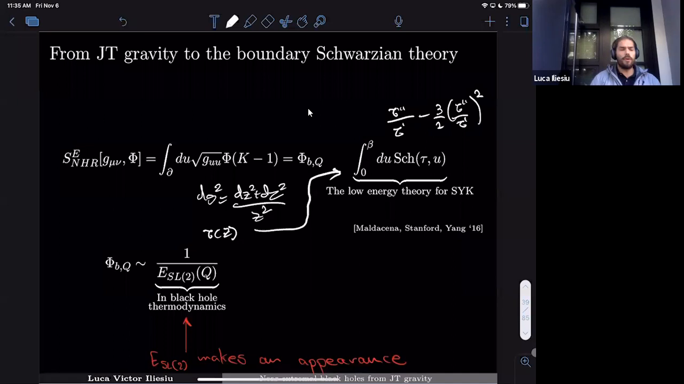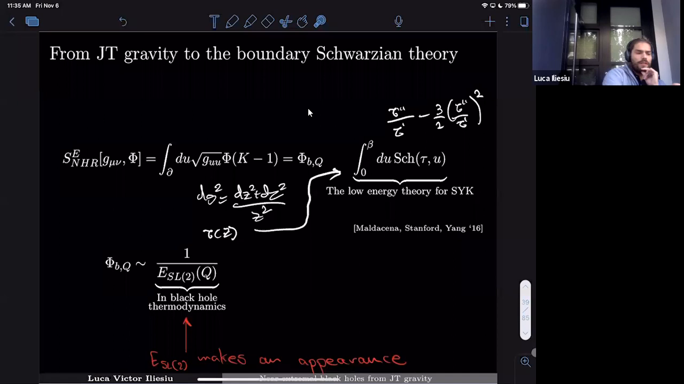The AdS2 space has an isometry, which is called an SL2R isometry. And the SYK in the low energy limit has an approximate conformal symmetry, which is broken. The group associated to that approximate conformal symmetry is also SL2R. So what the Schwarzian theory captures is the breaking of conformal symmetry in SYK and, respectively, the breaking of this SL2R isometry in the near horizon region that's obtained from the fact that I put a boundary on this near horizon region.